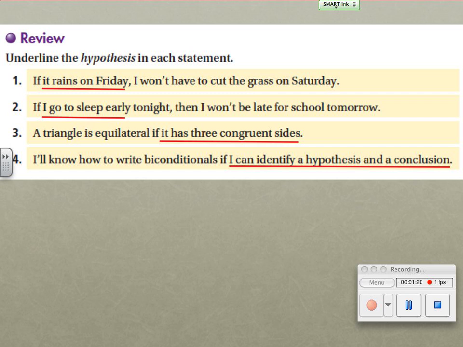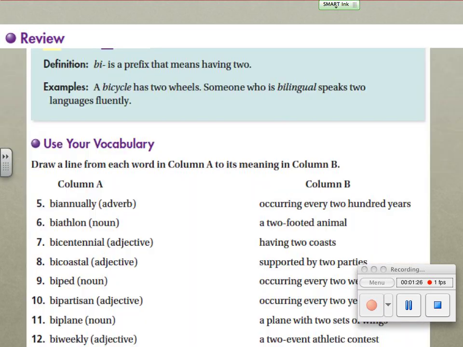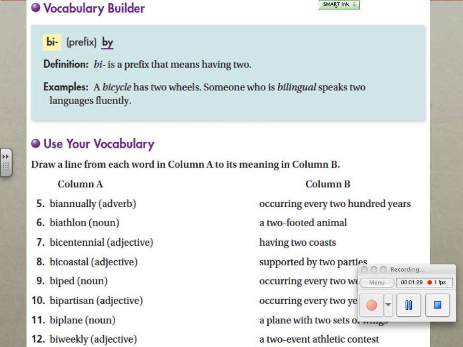I'll know how to write biconditionals if I can identify a hypothesis and a conclusion. So that would be I can identify a hypothesis and a conclusion. Our vocabulary is a little different today. It's a prefix. Bi means two. We're used to this in bicycle, biannually, bilingual, many different words in our language that use bi, meaning two.